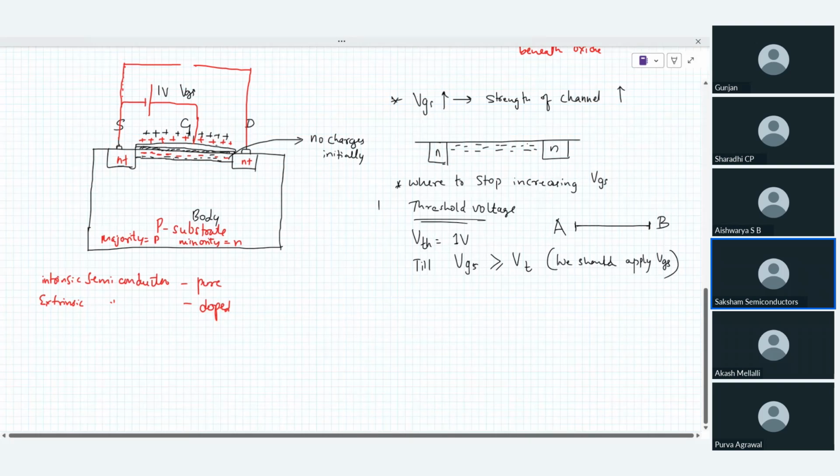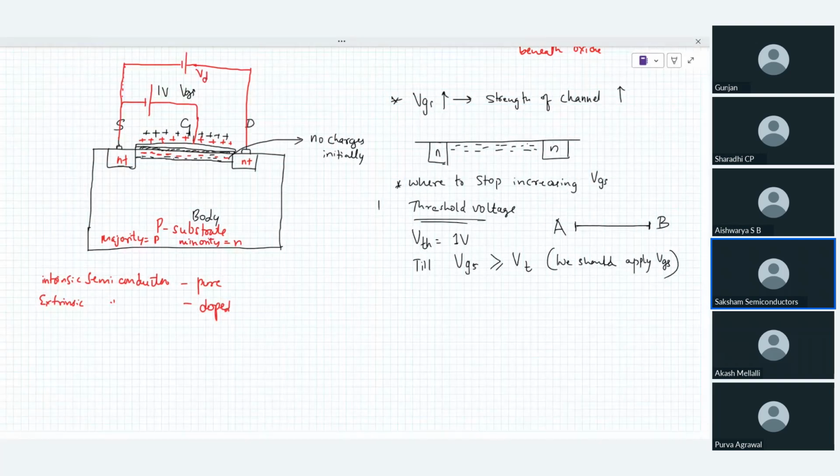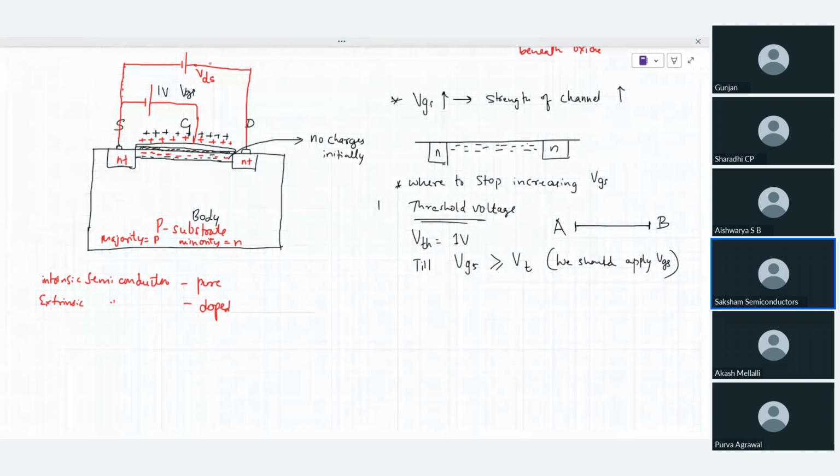So that is one thing. But I'm not relying on those things. I want to ensure that a good amount of current flows by pushing in some extra voltage. And there comes this particular voltage, which is your VD. Yes, again, D is connected to the positive side of the battery. S is at the negative.